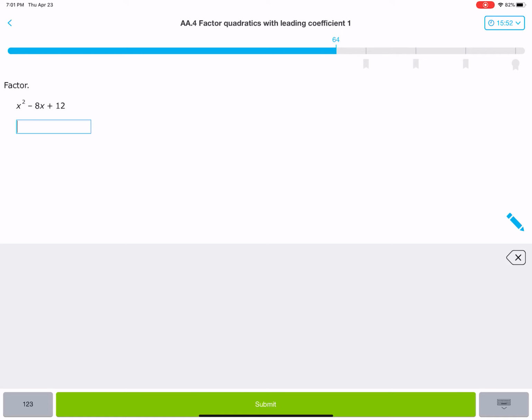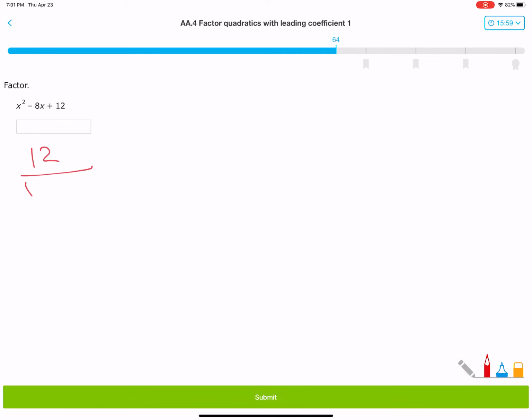We did one similar to this. Positive 12. Well, I know it's 1 times 12, or it's 2 times 6, or it's 3 times 4. But right now, none of those add up to the negative 8 that I'm supposed to have.